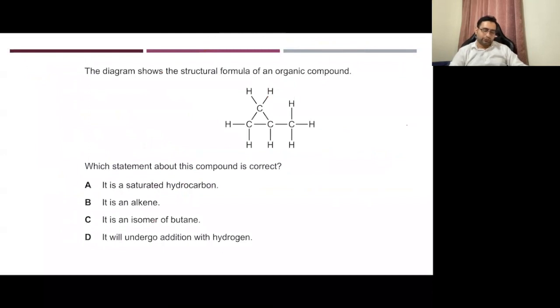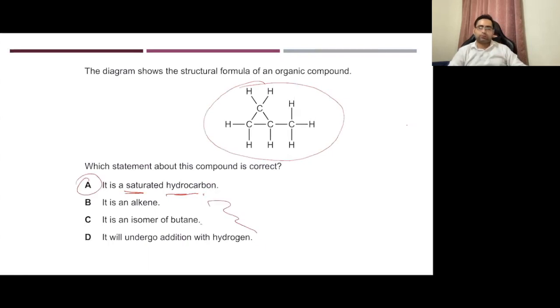Now, can you try this question? The diagram shows the structural formula of an organic compound. Which statement about this compound is correct? So it is a saturated hydrocarbon. Yes, because all the carbons have single covalent bonds. So it is saturated. The rest of the options are wrong.